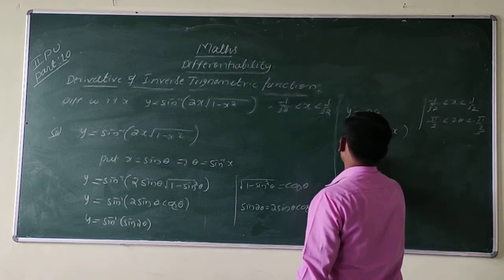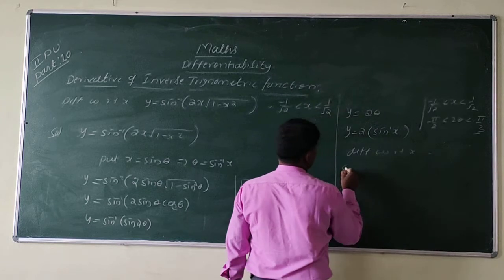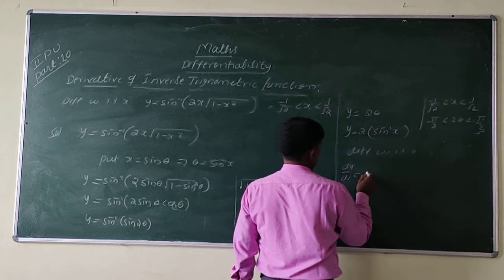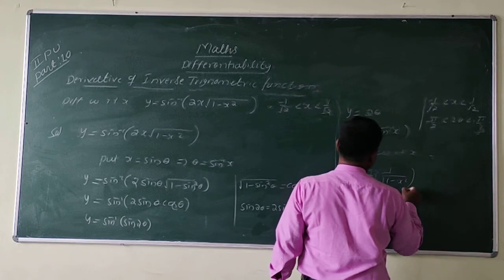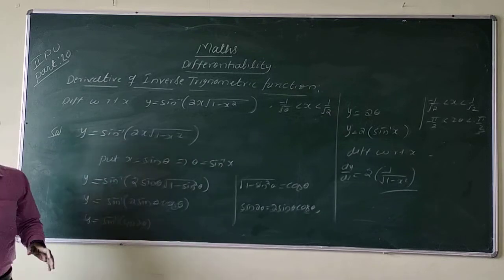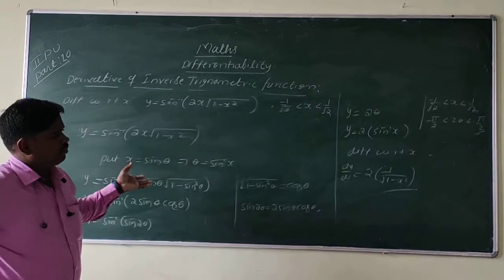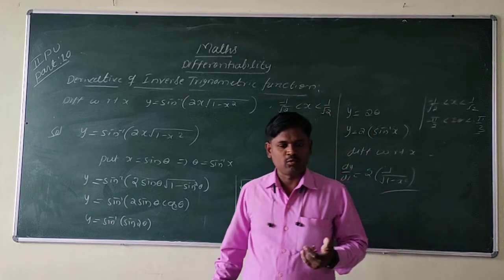Differentiate with respect to x on both sides. Then we get dy by dx is equal to 2 into 1 by root of 1 minus x square. We are going to discuss many problems, so I want to give some problems as homework. You should solve them on your own. Write down.